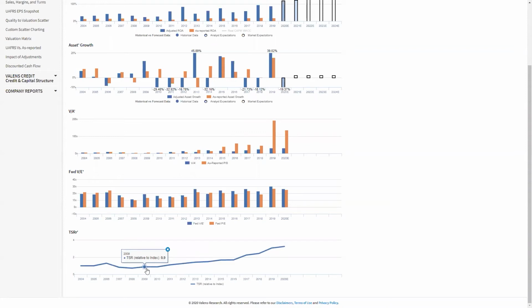It means this chart isn't just the stock performance of the company. It's how the stock performed relative to the market. When this line is flat, like it was from 2015 to 2016, that means the company performed in line with the market. When it rises, like it did from 2016 to 2017, that means the company outperformed the market. When it falls, like it did from 2006 to 2007, that means the company underperformed the market, right?